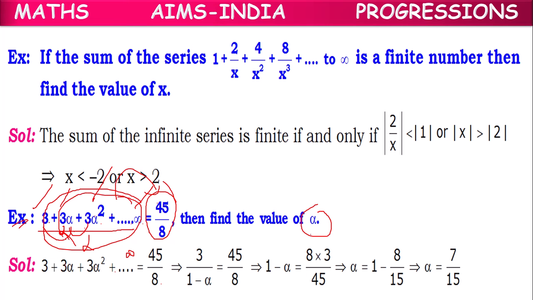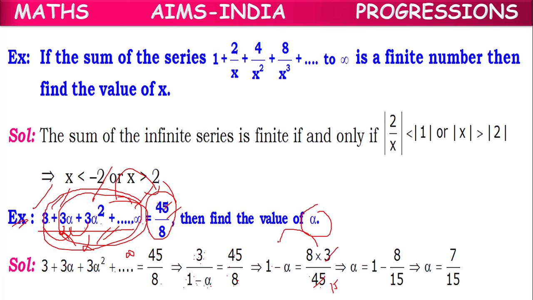The sum of an infinite GP is a by 1 minus r. The first term is 3, and r is alpha. So 3 by 1 minus alpha equals 45 by 8. This 8 will go to this side, 8 into 3, and 1 minus alpha will come here in the place of 45, and 45 will come down. So we can write it as 1 minus alpha equals 8 into 3 by 45, or 8 by 15.